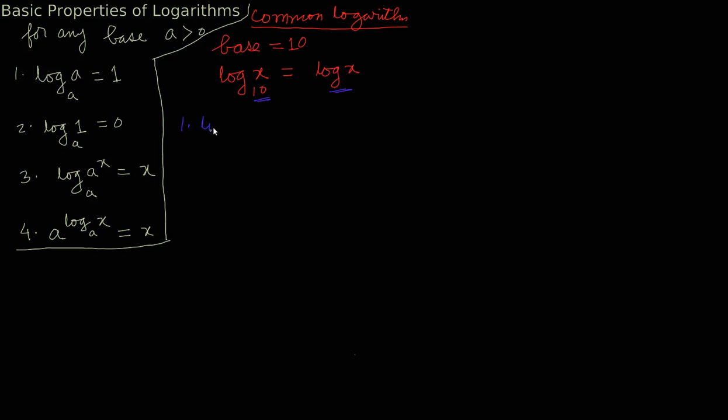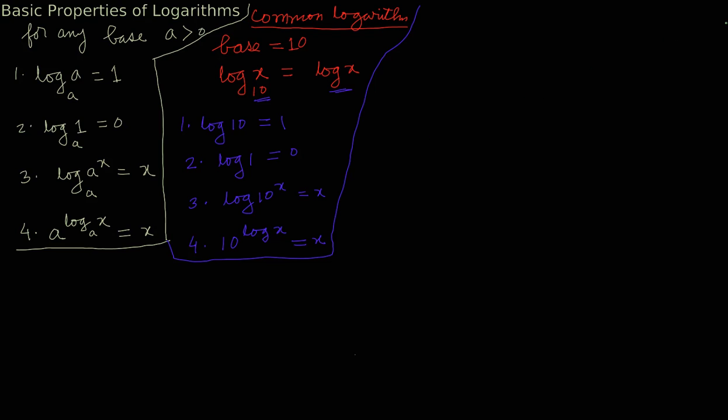I can say the logarithm of 10, remember, as I did not write a base, it is base 10, is equal to 1. Number 2 is the logarithm of 1 equal to 0. Number 3 is the logarithm of 10 power x equal to x, and number 4 is 10 power logarithm of x is equal to x. So these are the properties of the common logarithm.